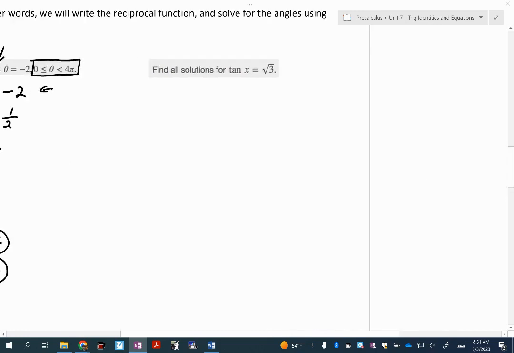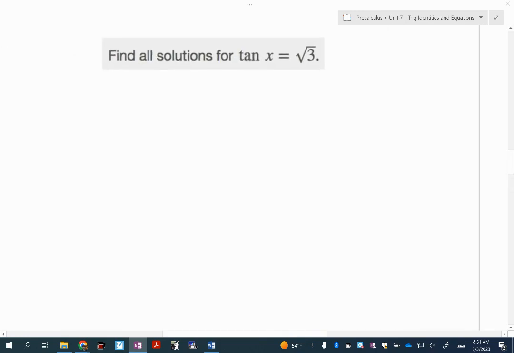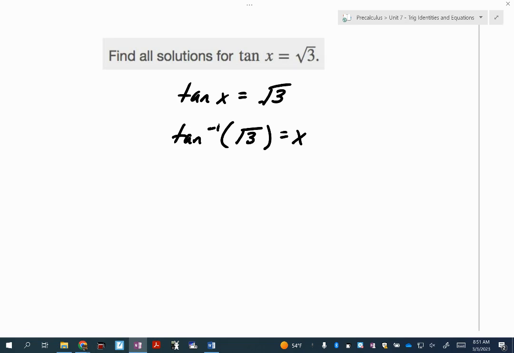Okay, let's do one with tangent. Hopefully you know this one. Tangent of some theta equals the square root of 3. So I'm going to do tangent to the negative first power of the square root of 3 equals x. When you look at this, you're thinking about your table. If you look at the table, the tangent of pi over 3 is equal to the square root of 3. So my reference angle is going to be pi over 3.